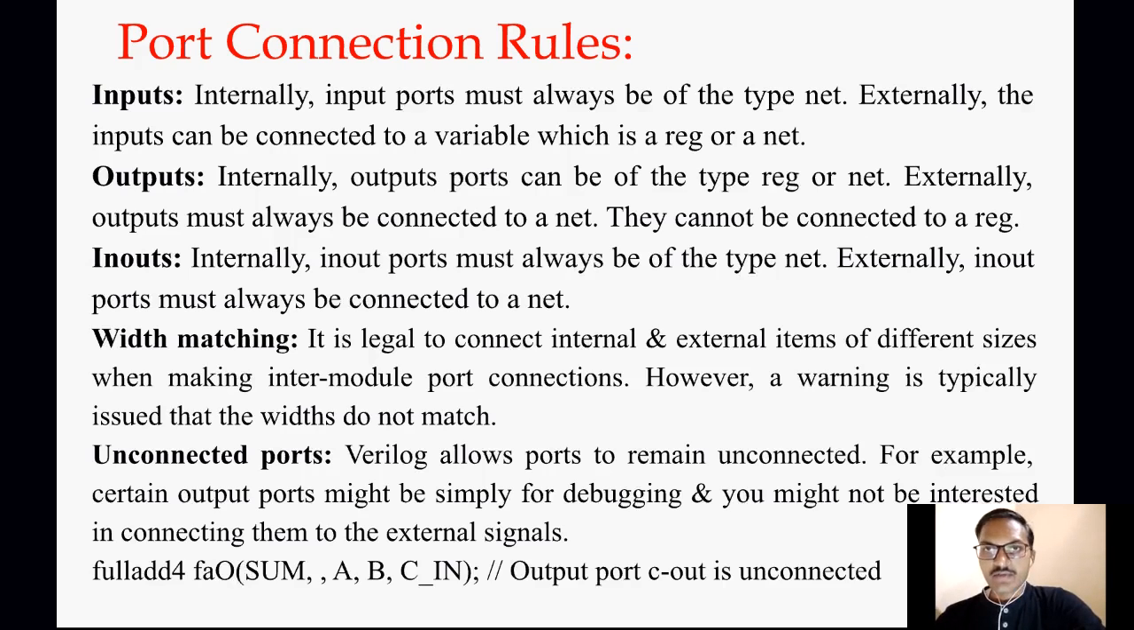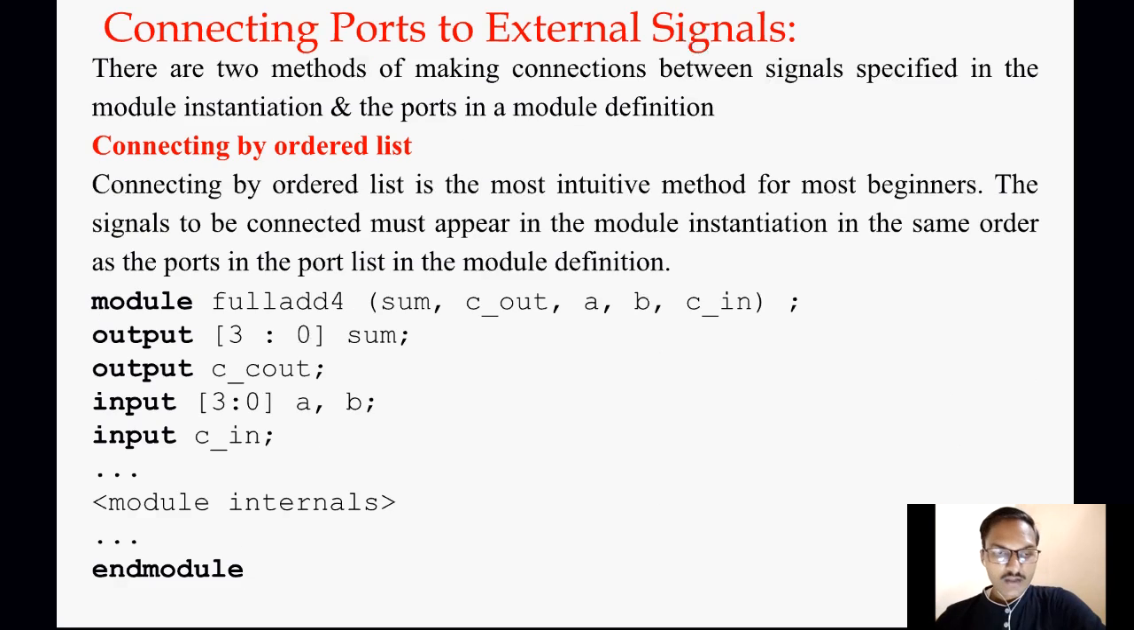Now let's see an example of this: fulladd4 is the module name, then FA0, that is the instantiation of this fulladd4. Then in brackets sum comma c_out comma a comma b comma c_in. In this particular case we have not written the c_out. So that is the unconnected port. We can write in Verilog as this: in brackets sum, then comma a comma b comma c_in.